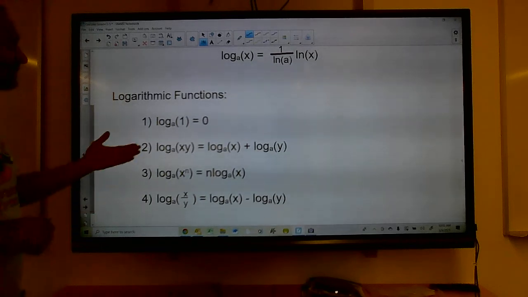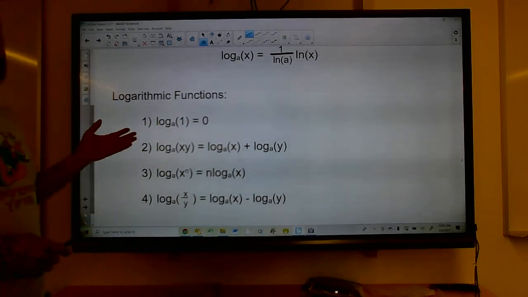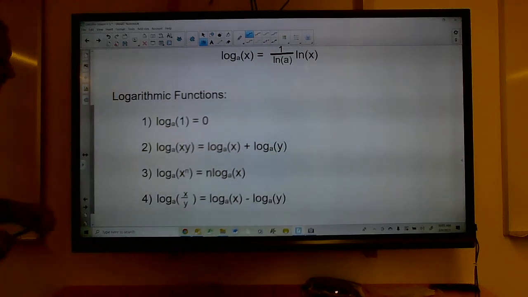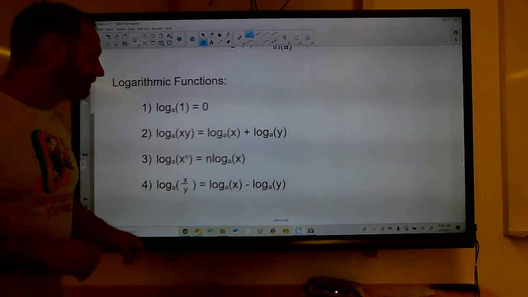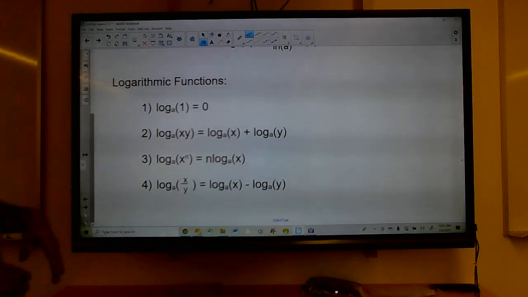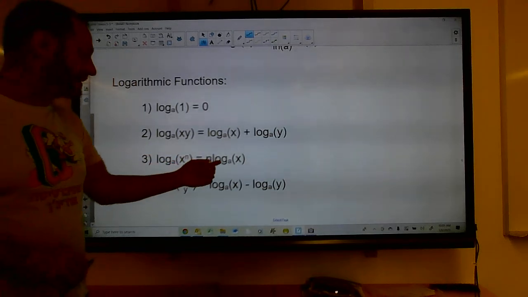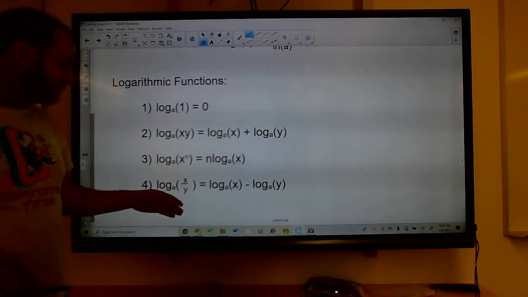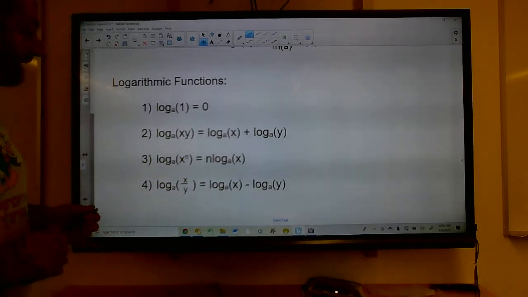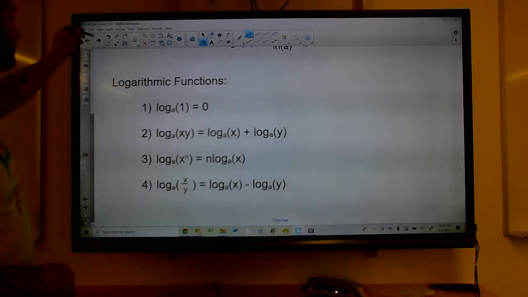Okay, so some functions. Log base A of 1 is 0. Any log of 1 is 0. The log base A of x times y is the log base A of x plus the log base A of y. This is all the same rules as work for natural logs. Log base A of x to the n is n times the log base A of x. Log base A of x divided by y is the log base A of x minus the log base A of y. This is all review too from pre-calculus.